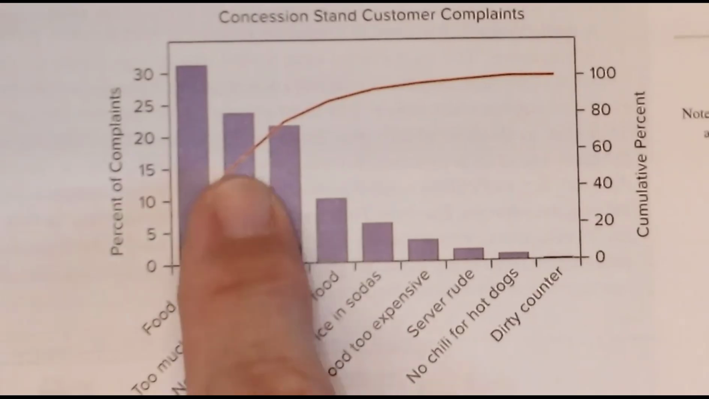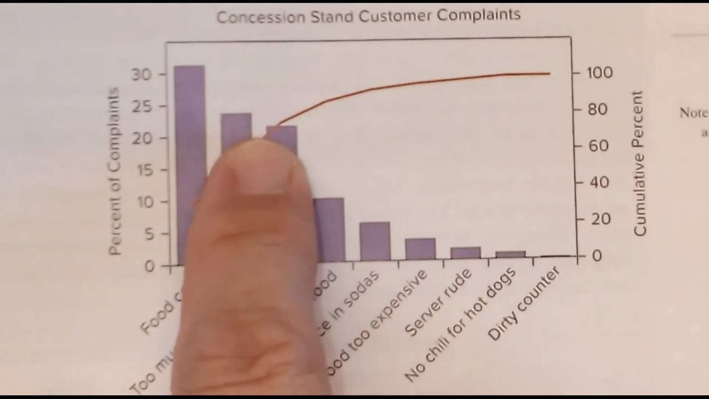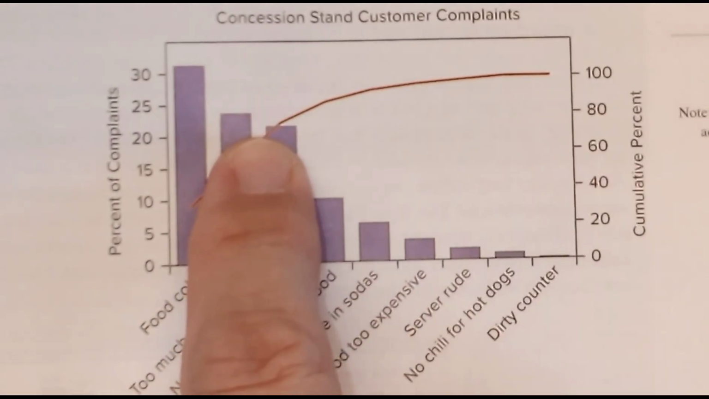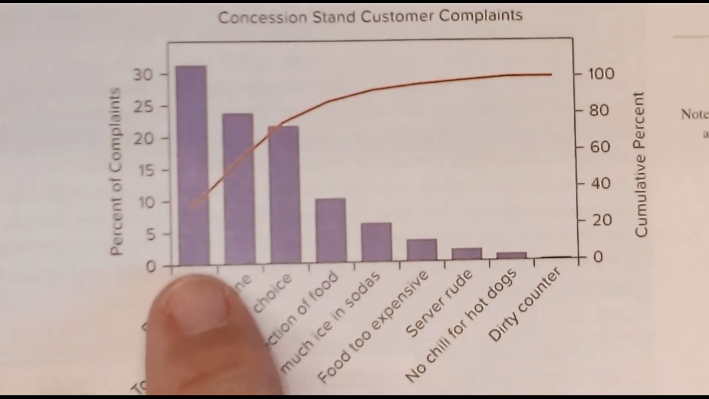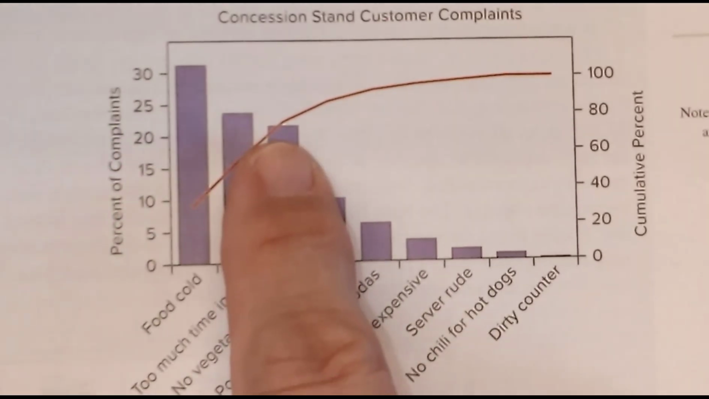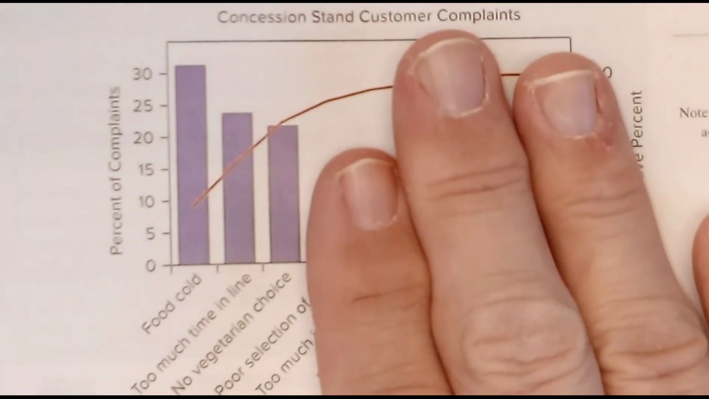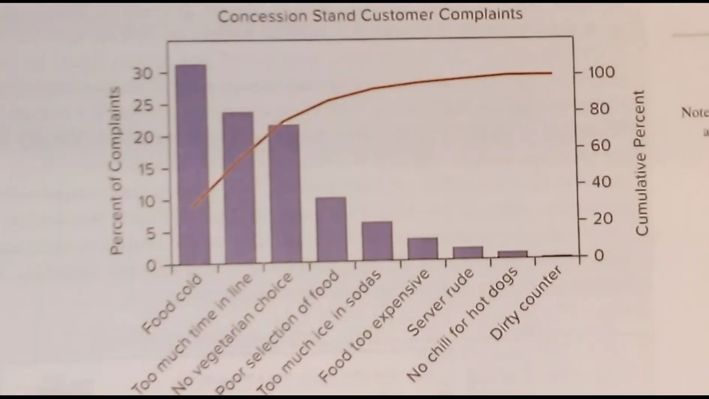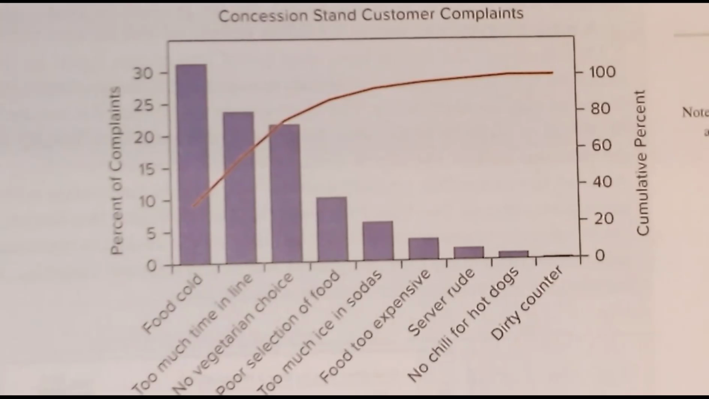The first two problems get me to about 65% here. 30, 50, all right, by the time I get to this third problem, I've got well over 80%, right? It's 3 out of 9. It's a low percentage. The larger proportion of the issues come from a small number of issues.